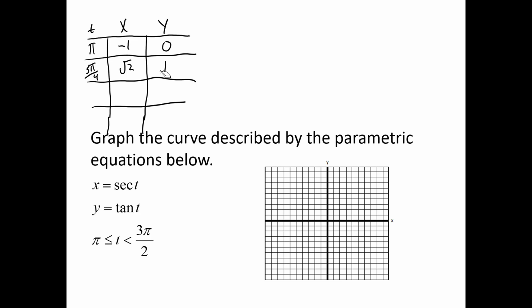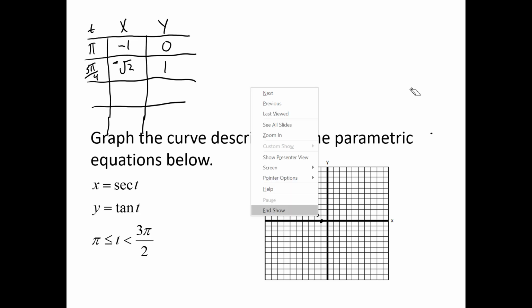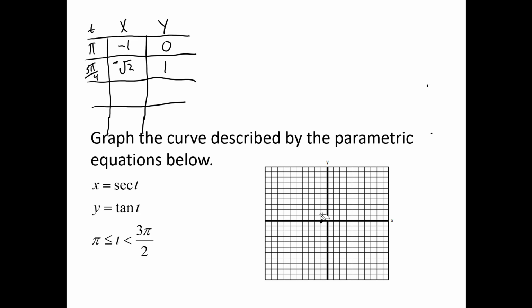And so we're starting here at -1, 0. And then 5 pi over 4, that should be a negative. Right? Negative the square root of 2, 1. Not a whole lot of information by which to make this graph.